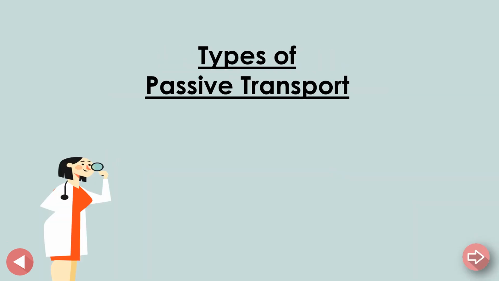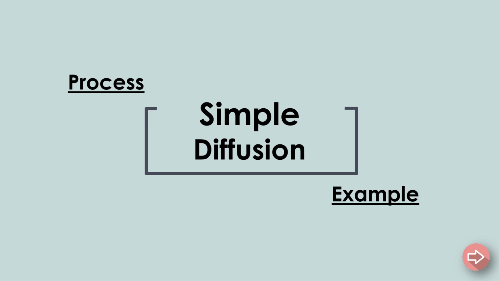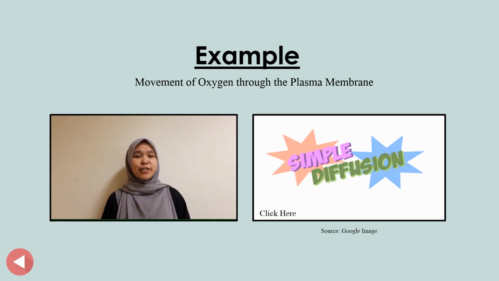There are 3 types of passive transport: simple diffusion, facilitated diffusion, osmosis. You can click each point to get more information. Simple diffusion. You can click process, example for more information. The structure of the lipid bilayers allows the oxygen to pass through the cell membrane down their concentration gradient by simple diffusion.